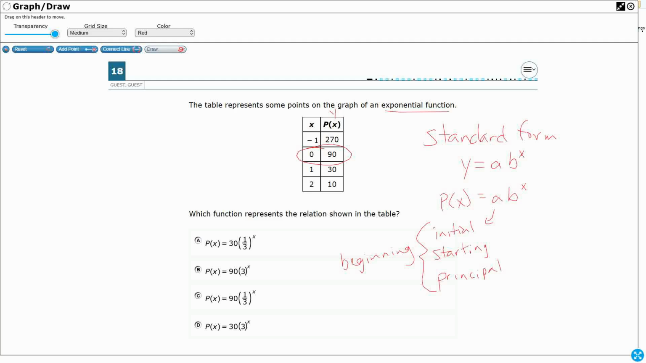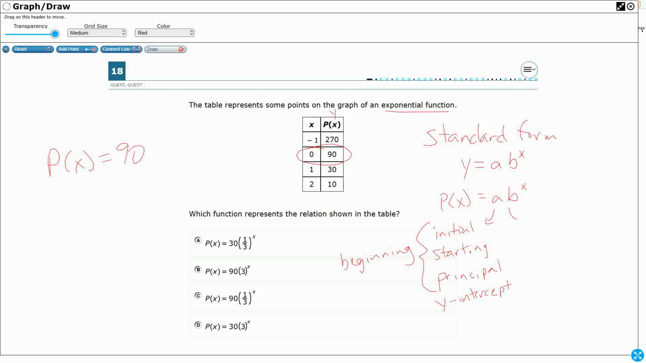So our initial value is going to be 90, because we can also add to our list that a y-intercept is an initial or starting value, because that's what happens when x equals 0. When x equals 0, 0 as an exponent just turns that number into 1, and anything times 1 is itself. So that's really what we're looking for. All right, so p of x equals 90, and then I need b.